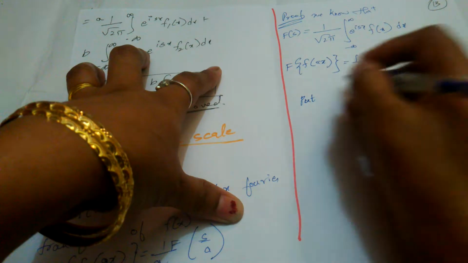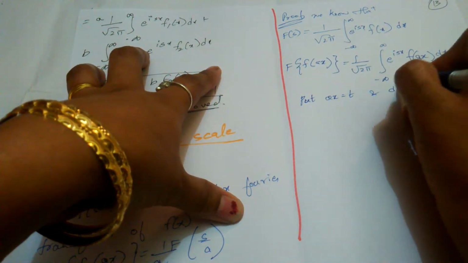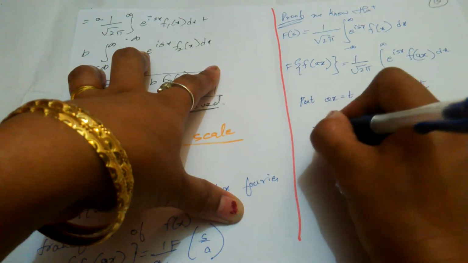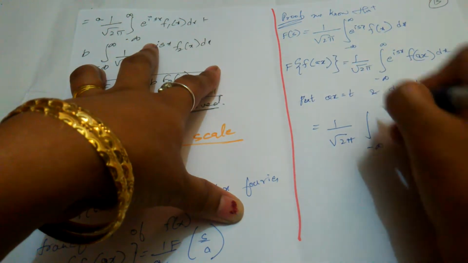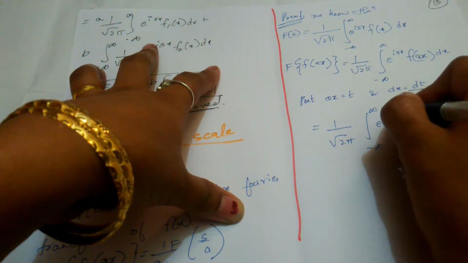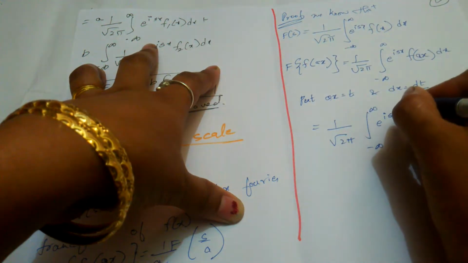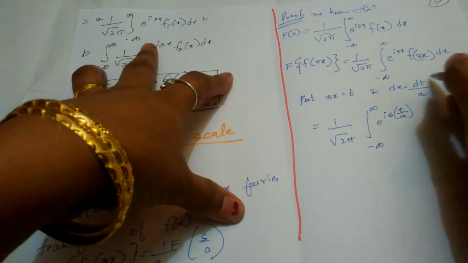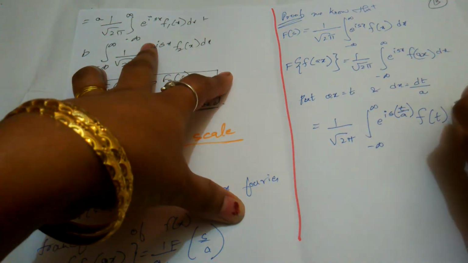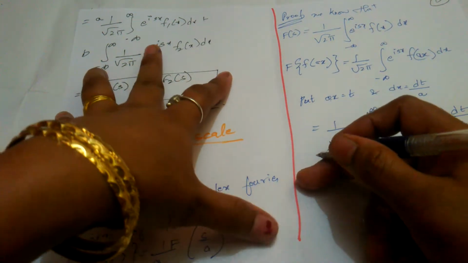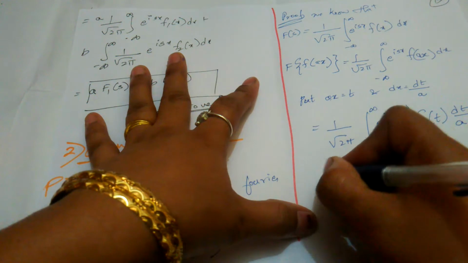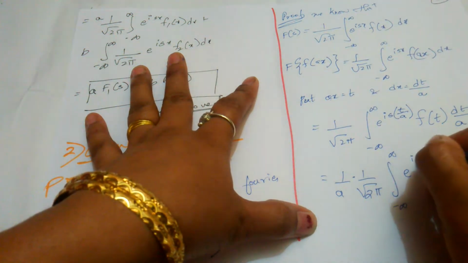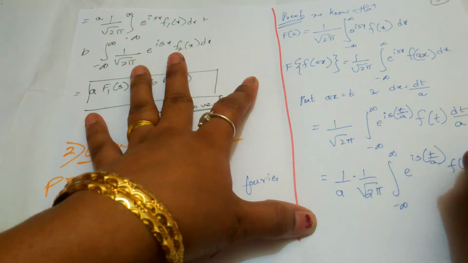Okay, now what I will do after this step, I'll put the value of this ax as t, and my dx will be dt by a. So substituting this value in this equation, 1 upon square root of 2 pi integral from minus infinity to infinity e raised to i s, this x will be t by a. A will go to the denominator. F of ax will be f of t, and this will be dt by a. I'll take out this a as common outside. So what I will get is 1 upon a into 1 upon square root of 2 pi integral from minus infinity to infinity e raised to i s t by a f of t into dt.